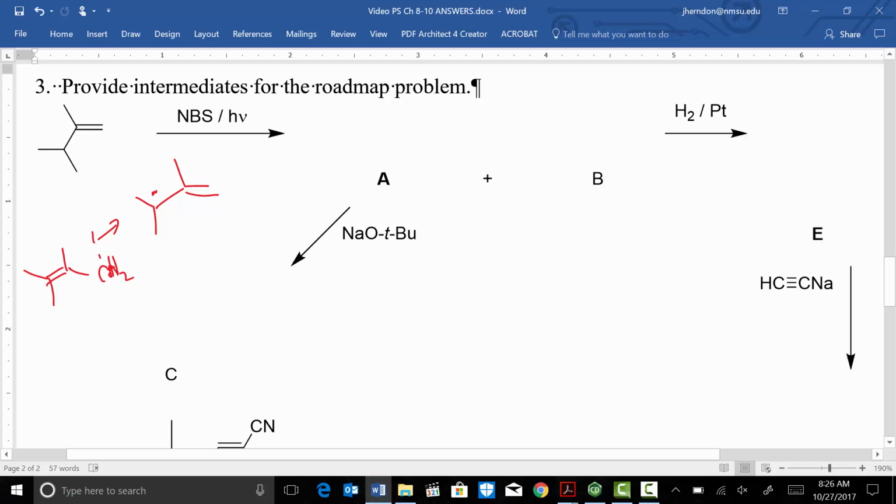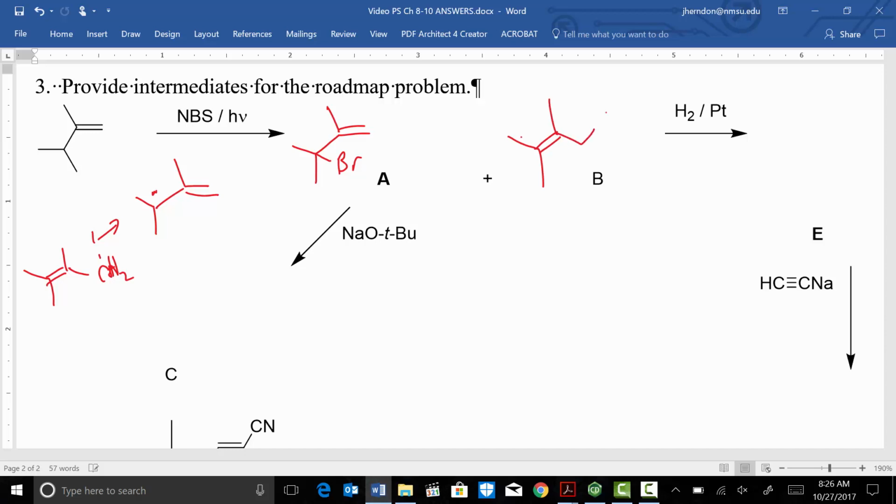Let's make A the one that's more likely to do an E2. That'll be the tertiary one, tertiary allylic here. And B, we're going to make the one that's more likely to do an SN2 reaction, as you can see there. Okay, so these are A and B.